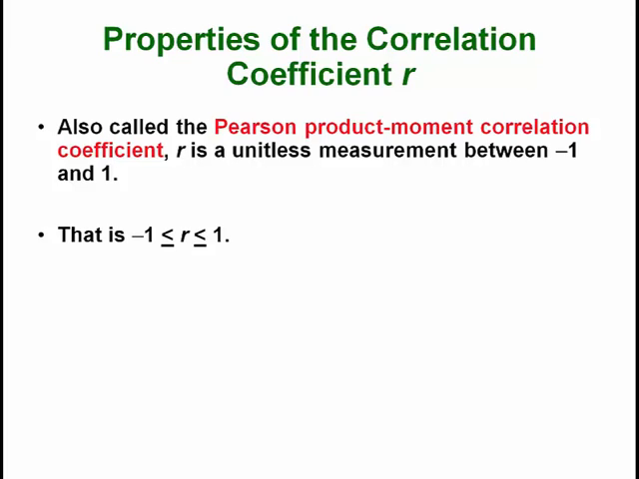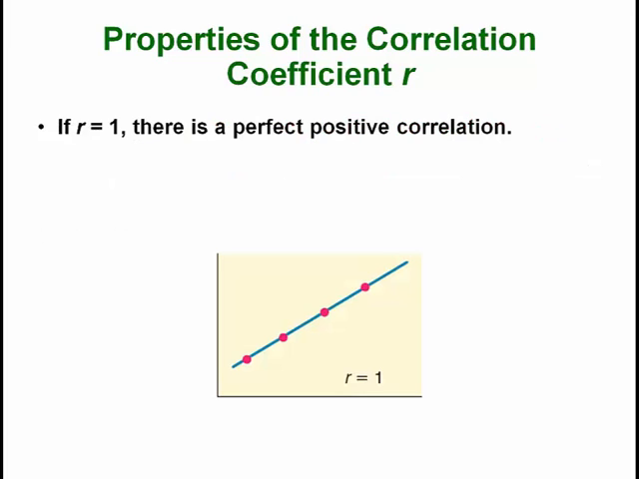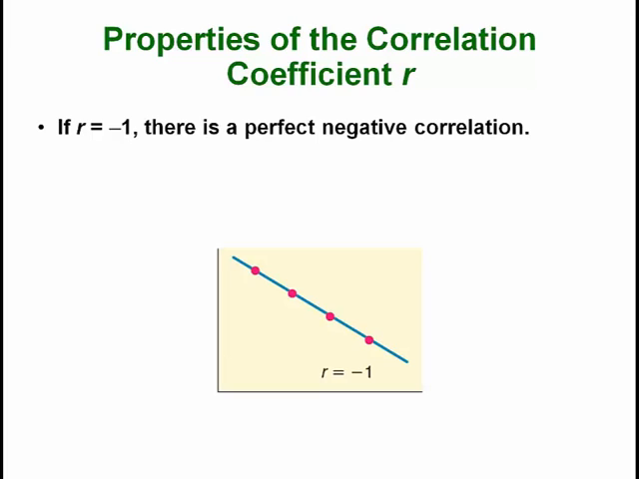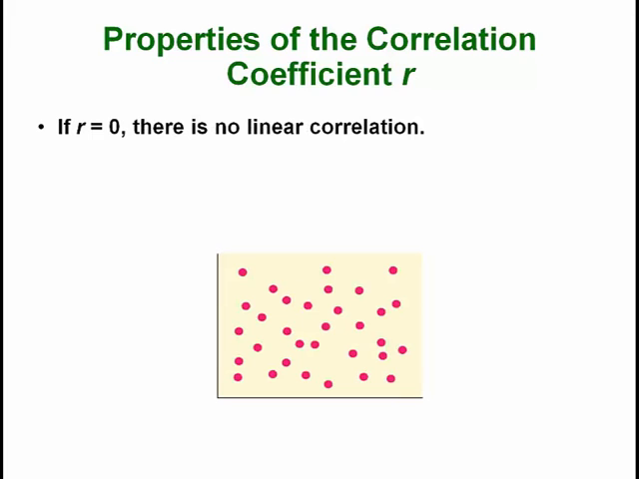This value lies between -1 and +1. When r is equal to 1, I have perfect positive correlation. When r is equal to -1, I have perfect negative correlation. So being at +1 or -1 is a good thing. Now, where does it go bad? When r is 0 or close to 0, I have no linear correlation.